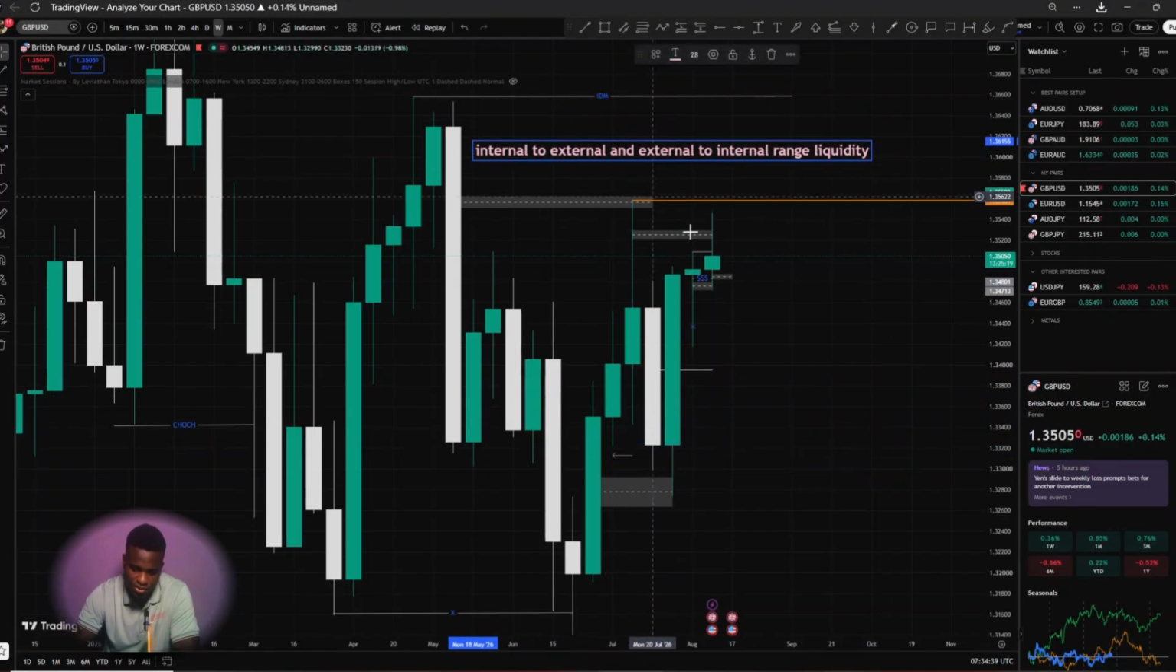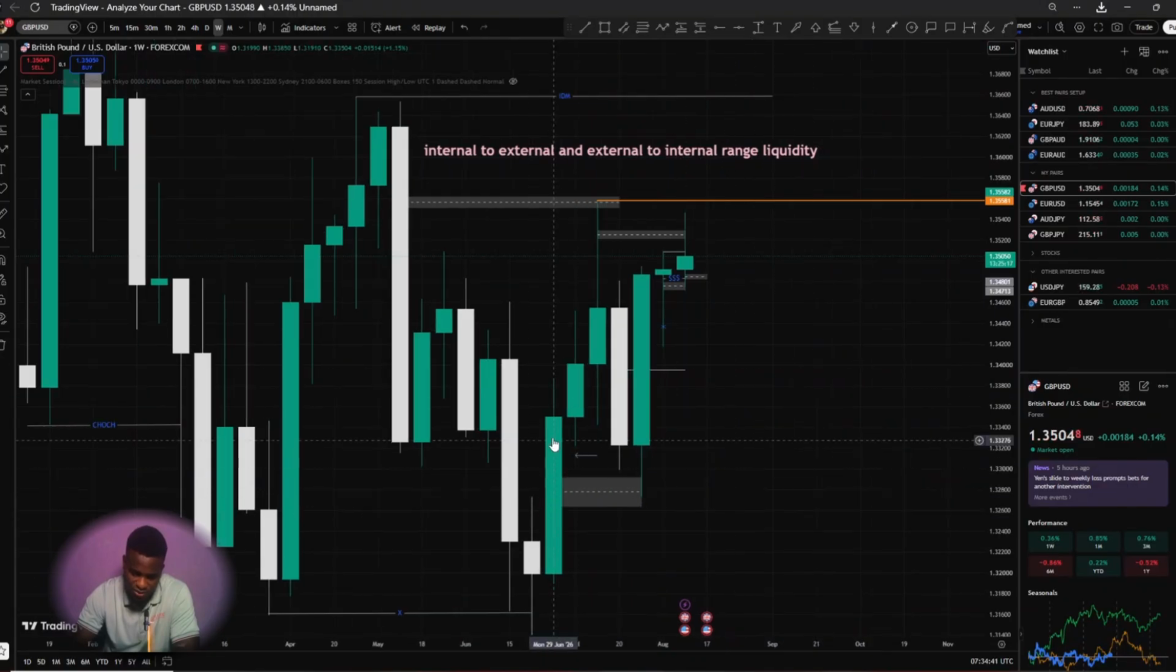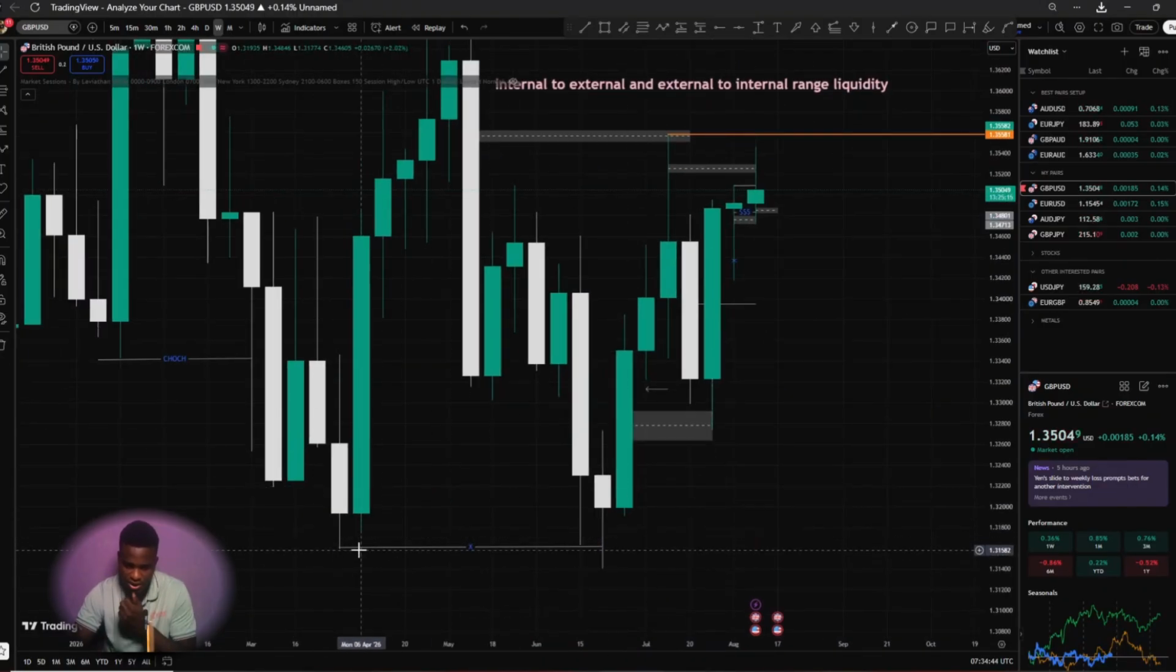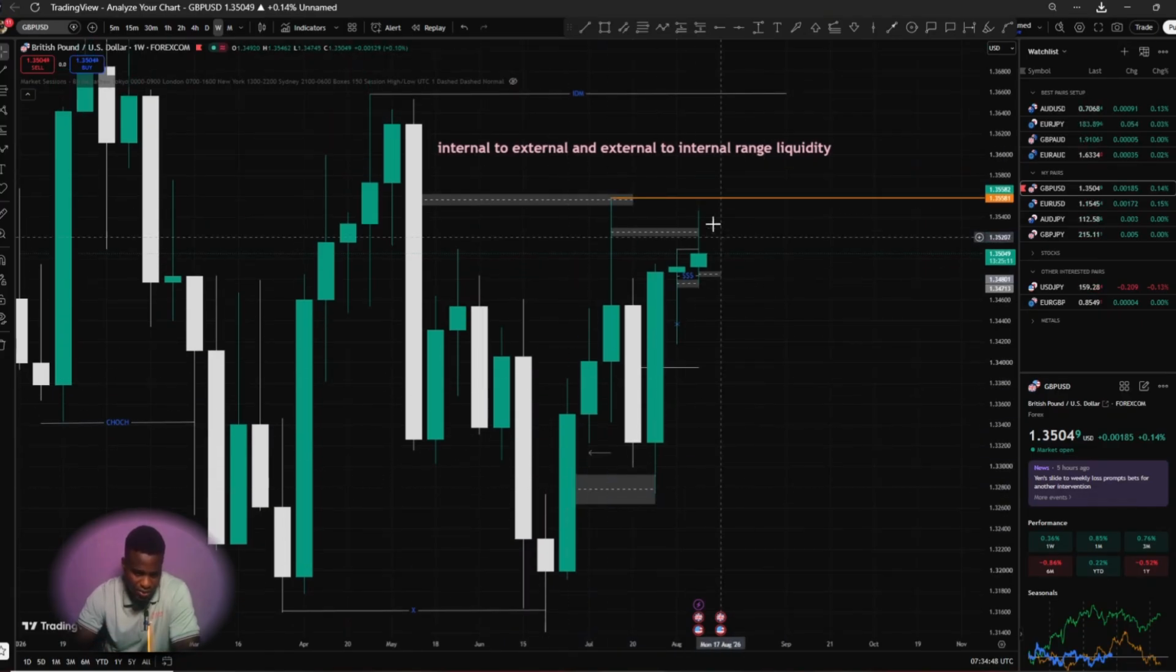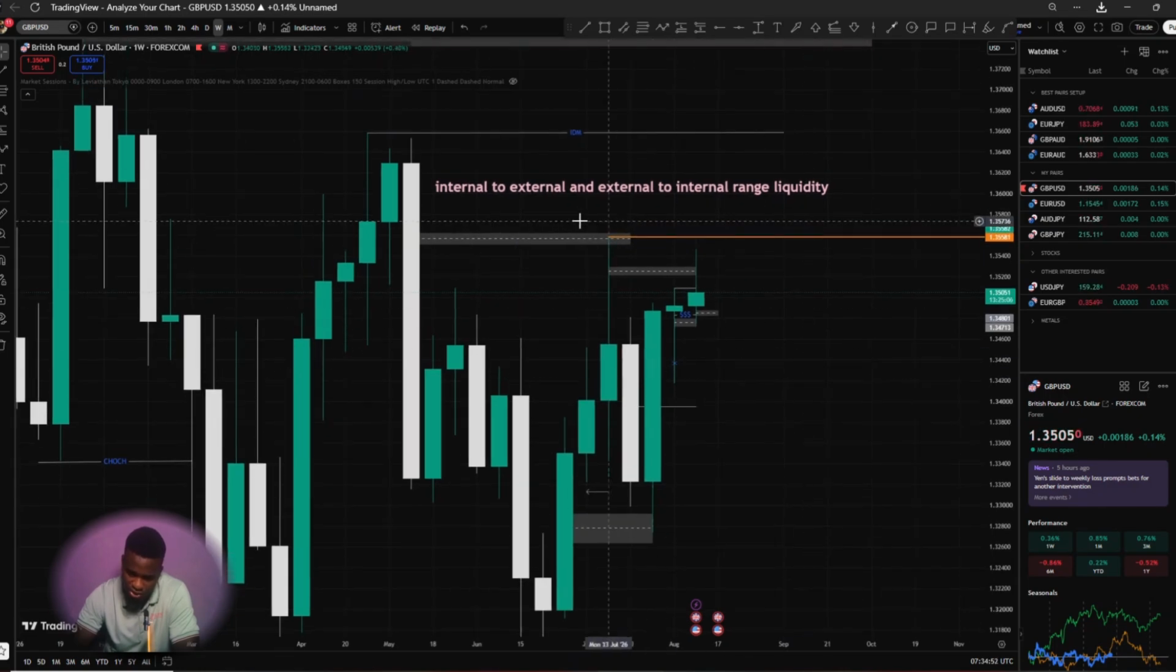So definitely this is an internal range. After the external has been raided, internal range, the market came in perfectly, went up. So we are expecting this external range right here to be taken out, and possibly this point here to be taken out as well, because this is a higher time frame internal range.